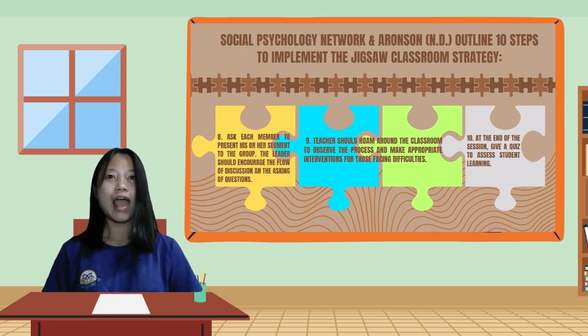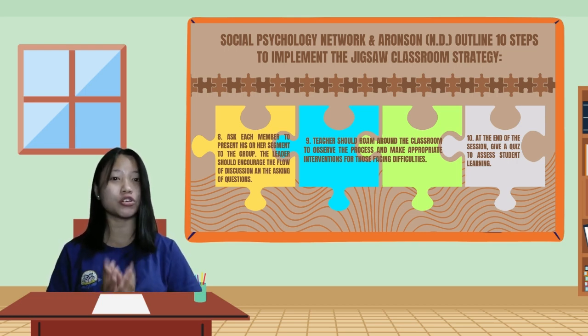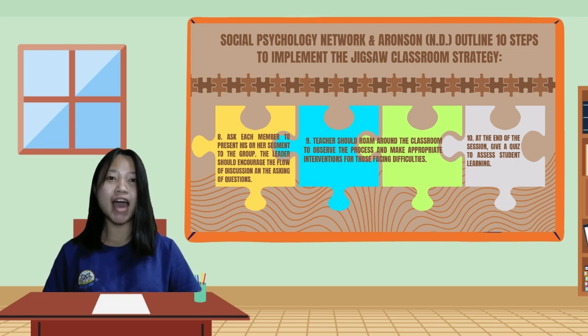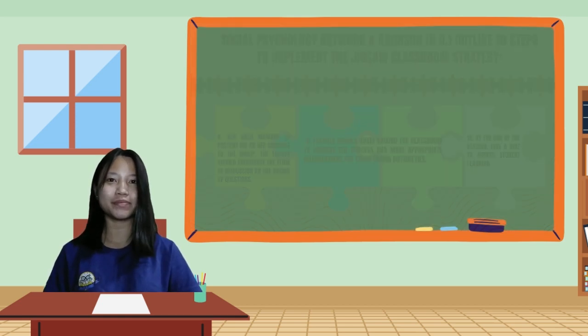Eighth, ask each member to present his or her segment to the group. The leader should encourage the flow of discussion and the asking of questions. Ninth, teachers should roam around the classroom to observe the process and make appropriate interventions for those facing difficulties. Lastly, tenth, at the end of the session, give a quiz to assess student learning.